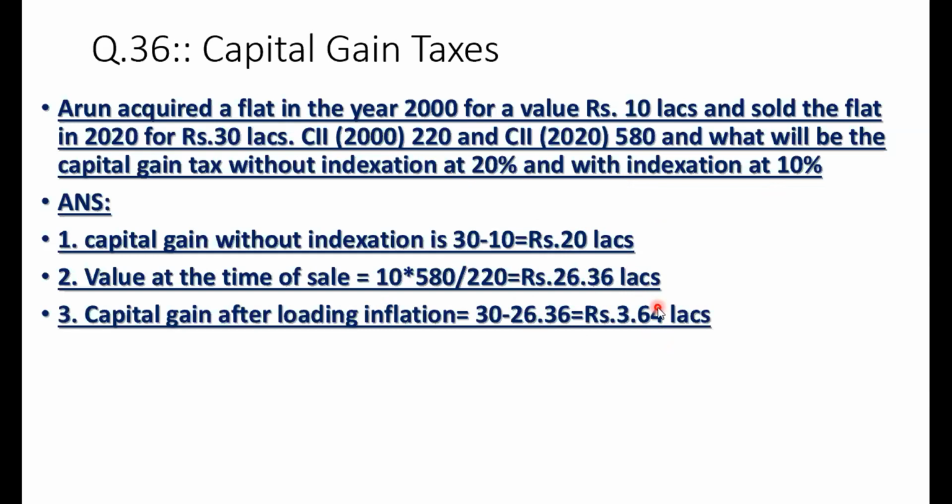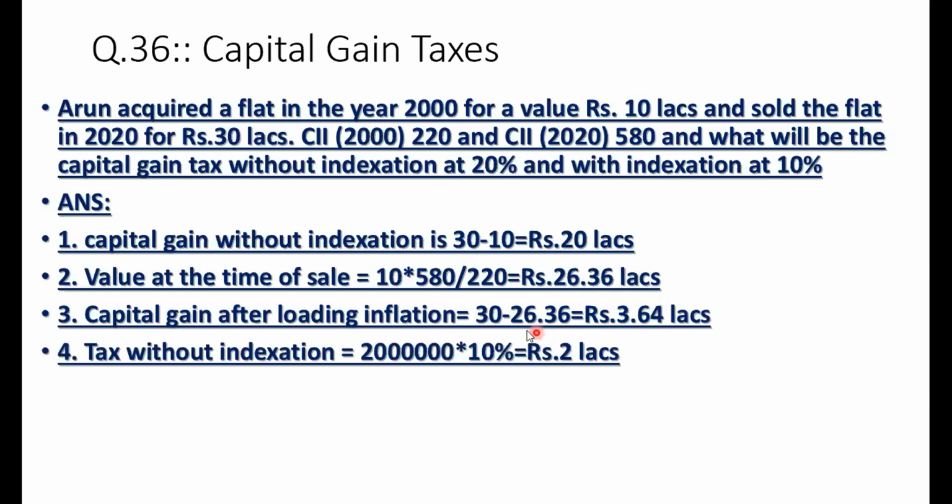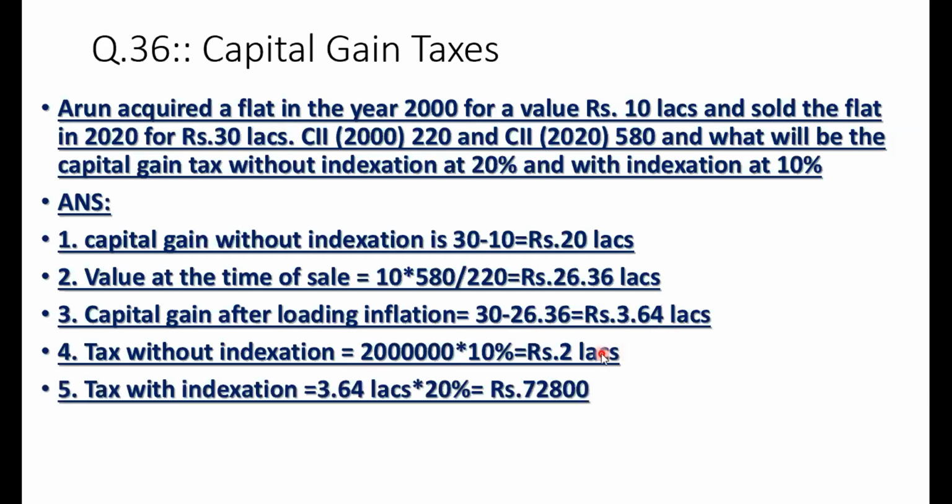Sorry, TDS. So the 10% tax without indexation would be 2 lakhs, but nobody will pay like that without indexation. If it is with indexation, it is 20% after loading inflation, versus 10% without. Then 3.64 is the capital gain, and 20% tax means 72,800. Otherwise you would have paid 2 lakhs. So this is the capital gain tax he has to pay.